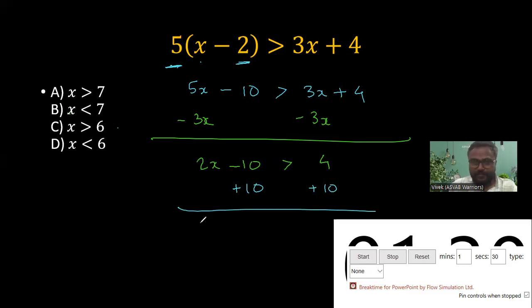14, 14. Yes, so it becomes 2x is greater than 14. Now divide both sides by 2. So we have x is greater than 7.